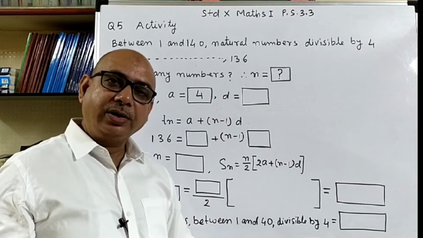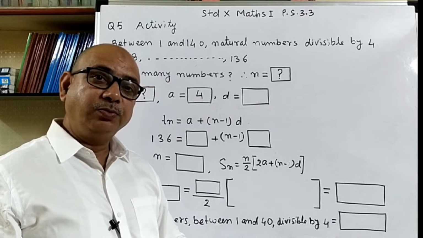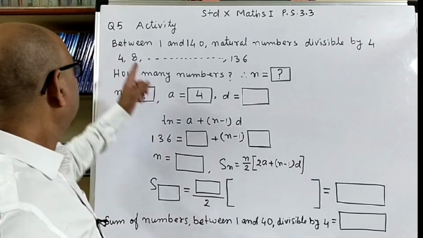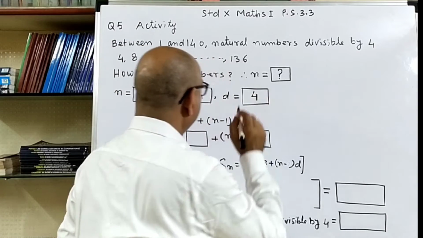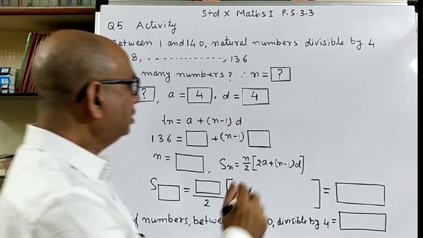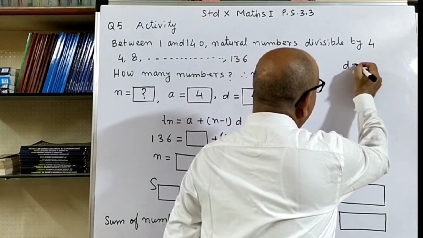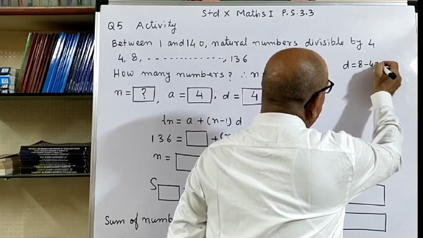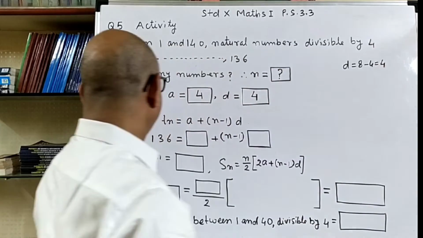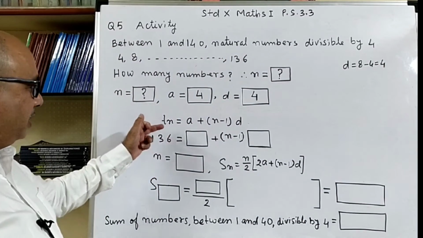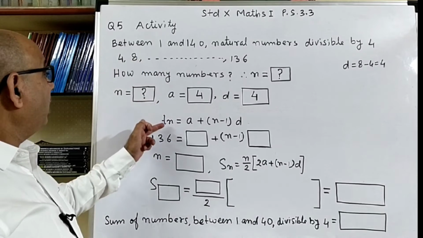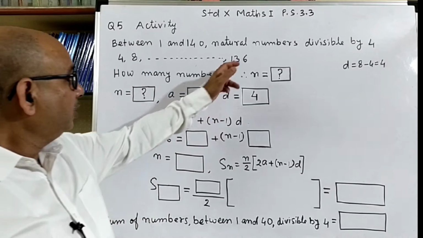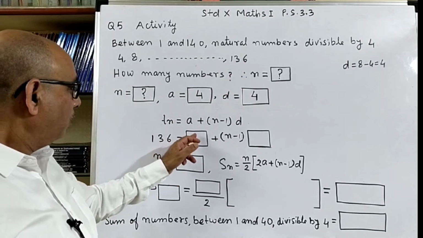Value of d. D is the common difference, that is the difference between two consecutive terms. 8 minus 4 is 4. That is d is equal to 8 minus 4, which is equal to 4. This is the formula: Tn is equal to a plus n minus 1 d. The value of Tn means the last term. It is given as 136.